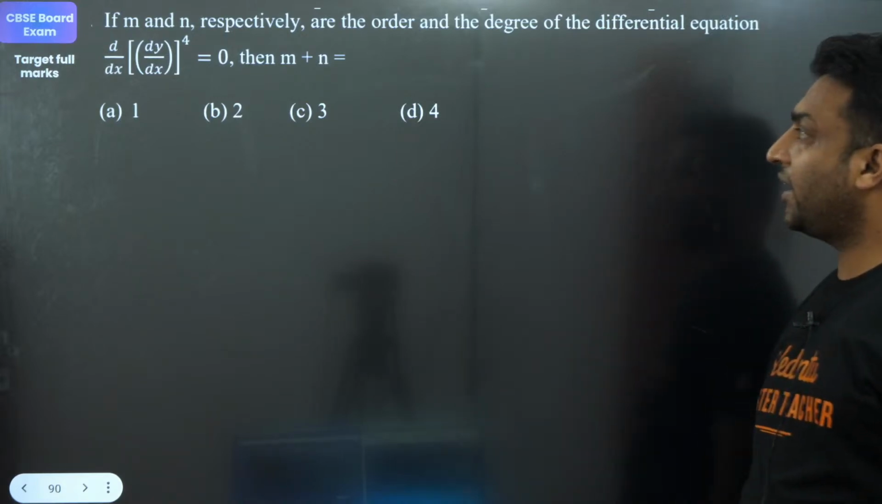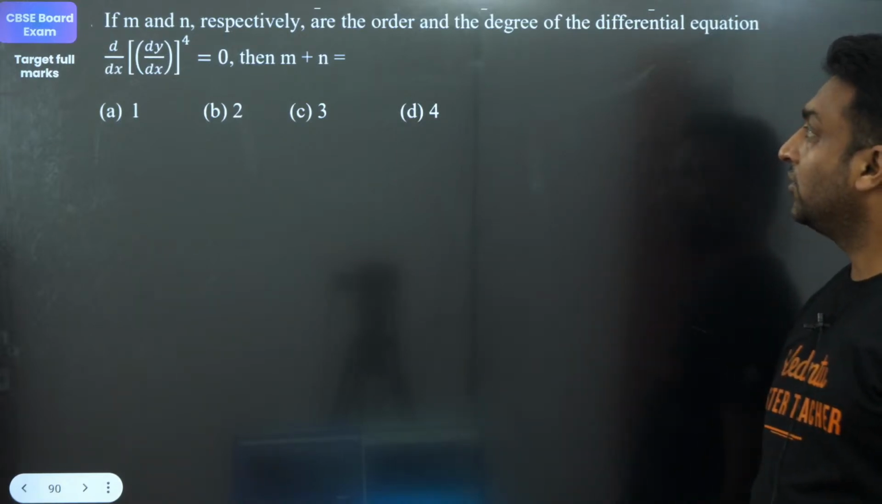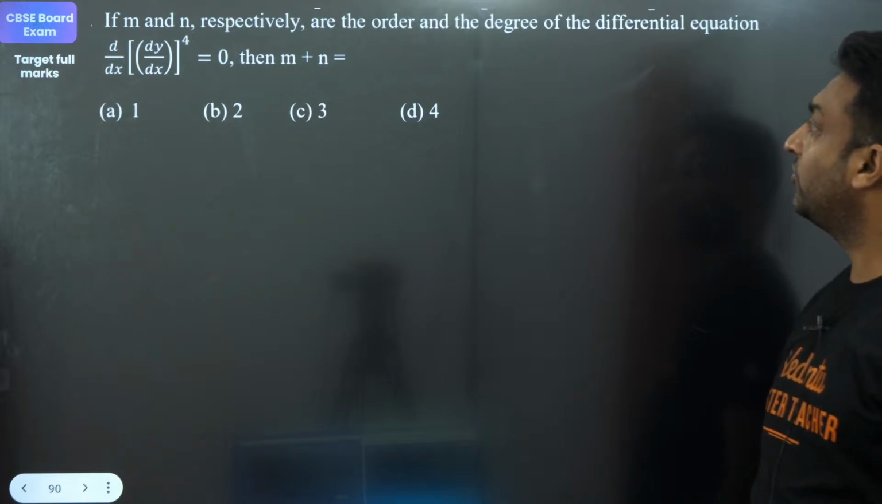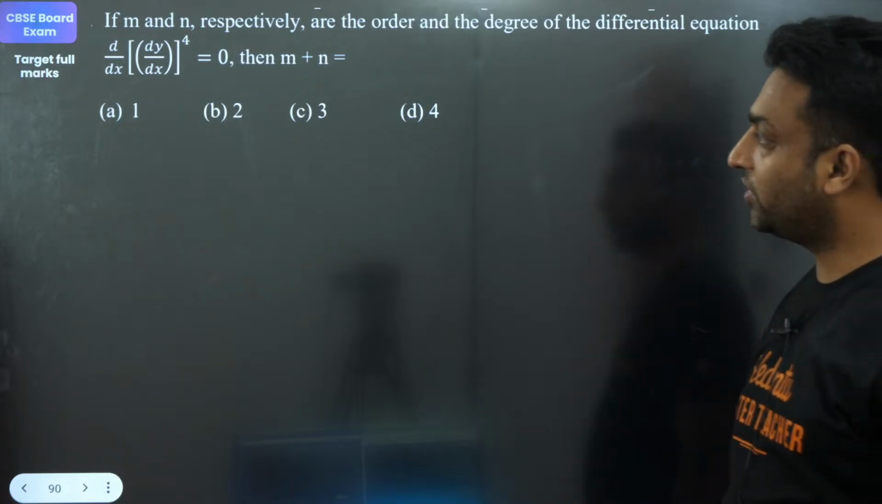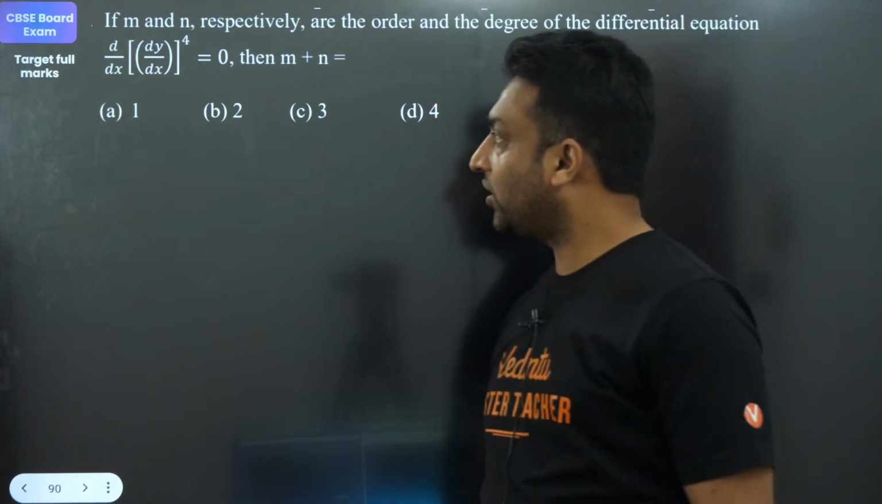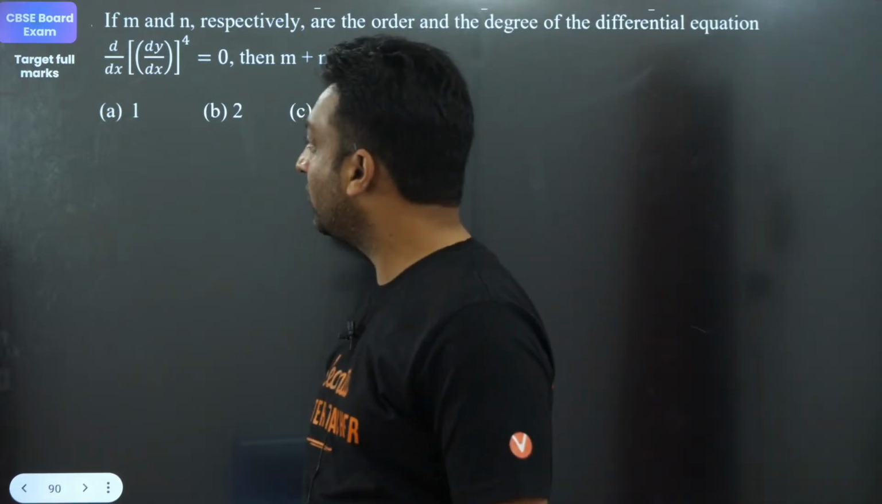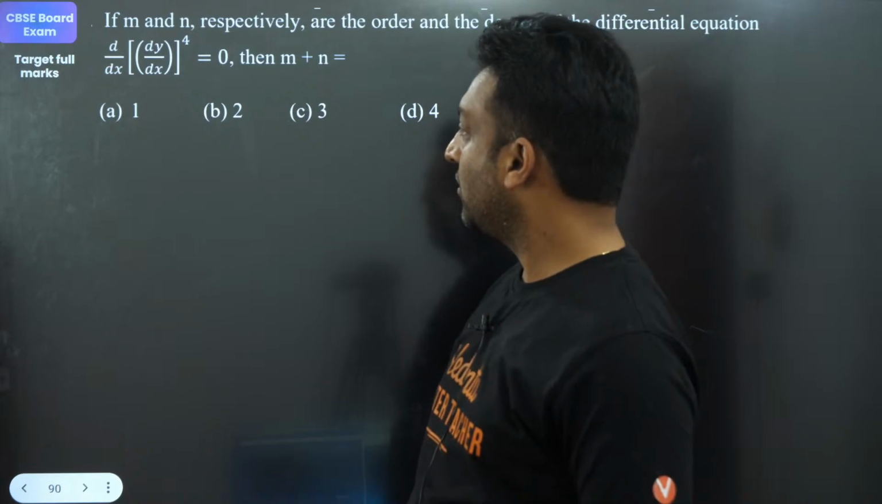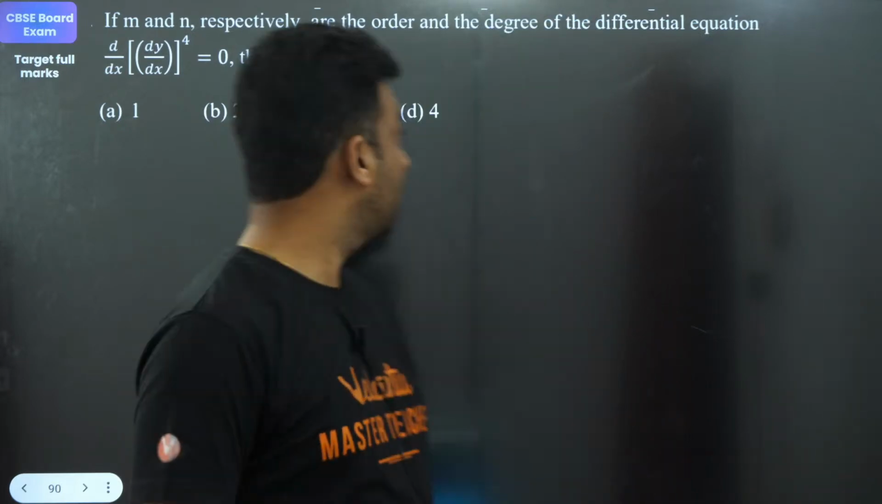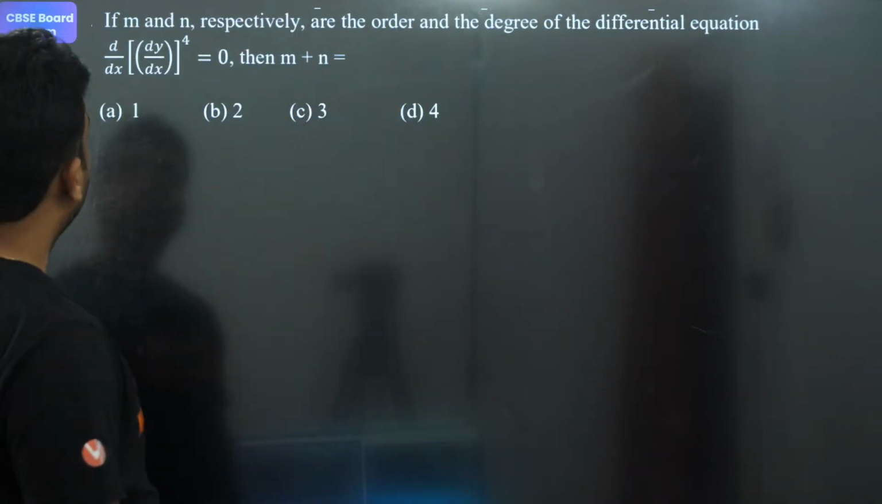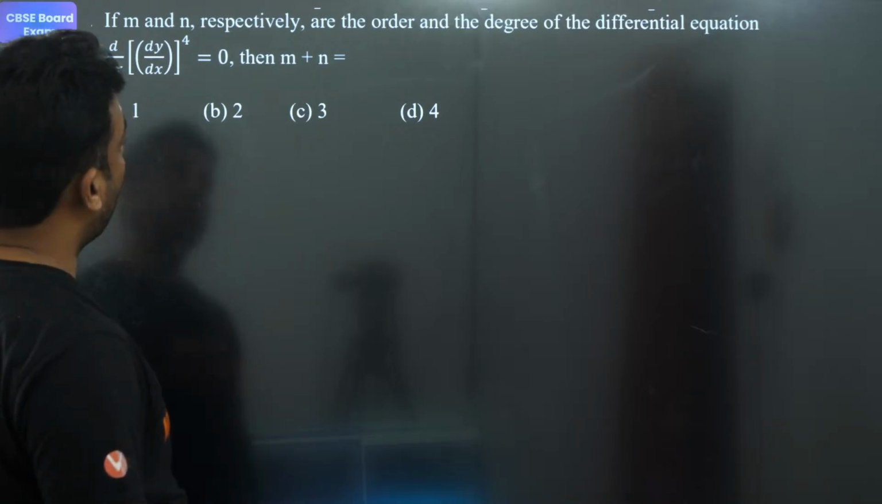m and n are integers, the order and degree of this differential equation. Okay. m is order of this differential equation, n is degree of this differential equation. d by dx of, okay.